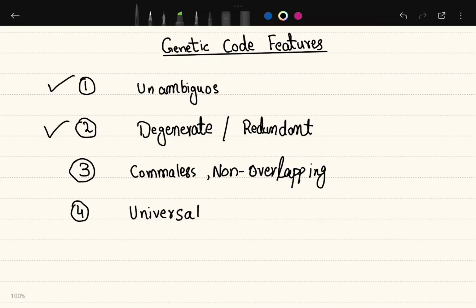Now we study commaless. The genetic code is read as a long continuous sequence without any spaces, commas or pauses. The cell starts at a fixed point and reads the letters in groups of 3, codons, one after another. It does not skip letters. Some viruses act like rule breakers and can overlap their code.